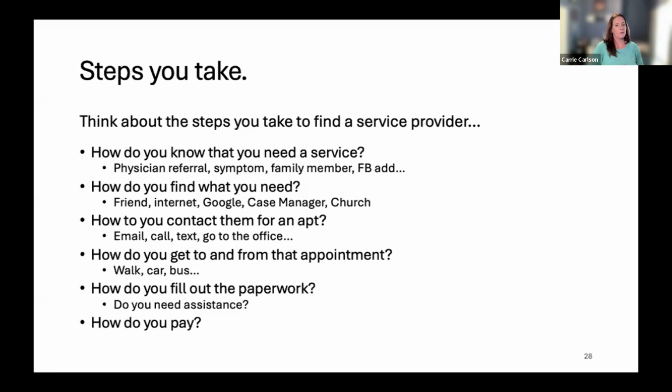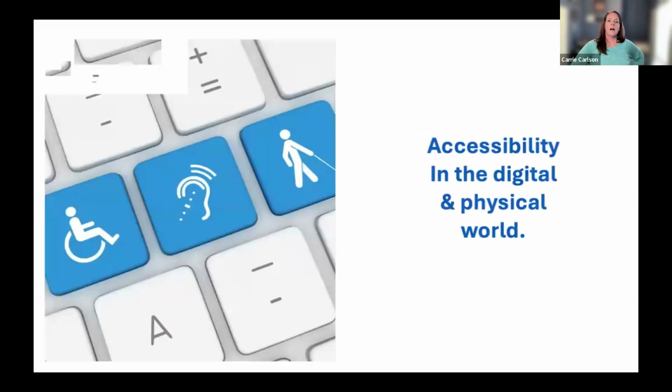How do you fill out that paperwork, right? Do you need assistance? I know that a lot of times I can't fill out the paperwork. I need to see it on my phone or my computer. How do you pay for that? Again, that was one of those things that most people have problems with, right? Payment. So think about that as I'm going through this.